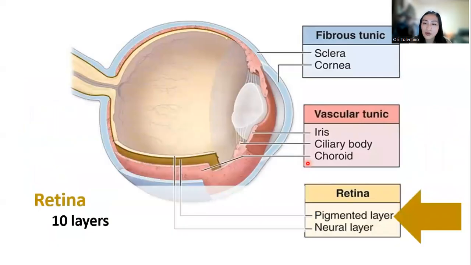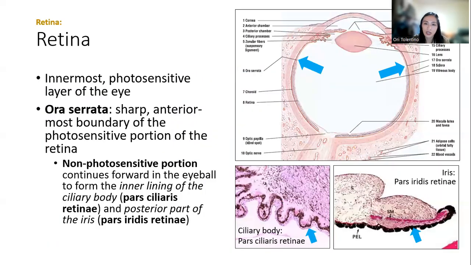The last and innermost layer is the retina. It says here that in general, it is made up of 2 layers, the pigmented and neural layer, but actually it has 10 layers. It is the innermost photosensitive tunic of the eye. Like the rest of your layers, it has an anterior and a posterior portion. Posteriorly is the photosensitive portion and anteriorly is the non-photosensitive portion.